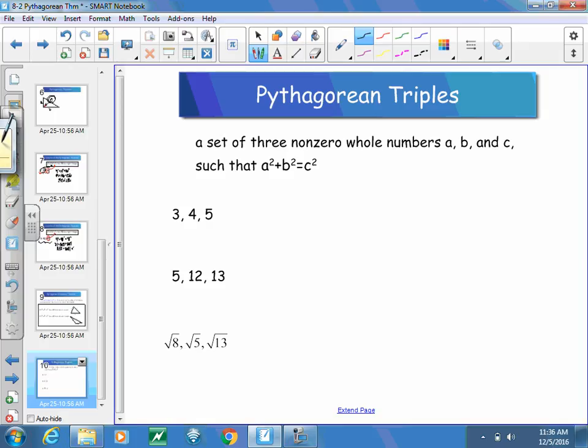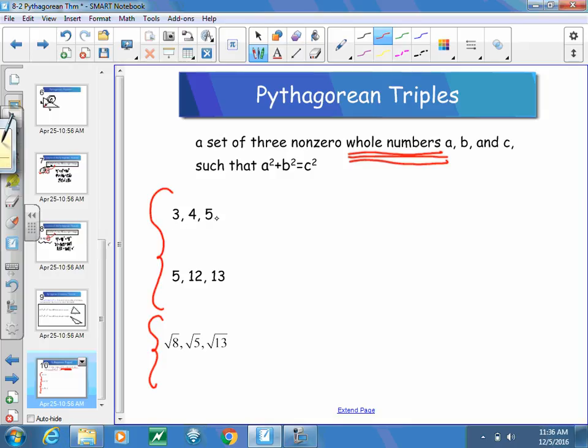Lastly, I'd like to go over some Pythagorean triples and explain what that is. A Pythagorean triple is a set of 3 non-zero whole numbers. That's the important part, that they are whole numbers that satisfy the Pythagorean theorem of A squared plus B squared equals C squared. Now, if I look at these 3 examples here, 2 of them could possibly be a Pythagorean triple. The third one is not an option because they are not whole numbers: square root of 8, square root of 5, square root of 13 are not whole numbers.